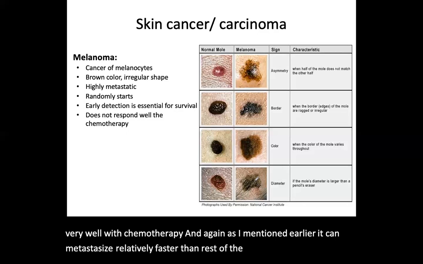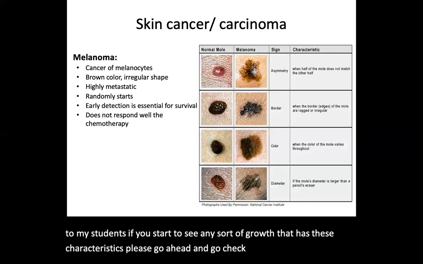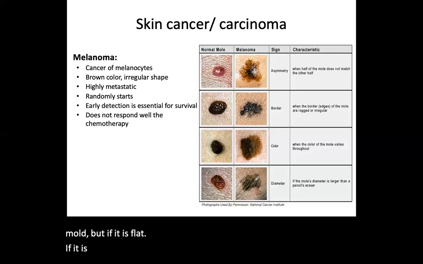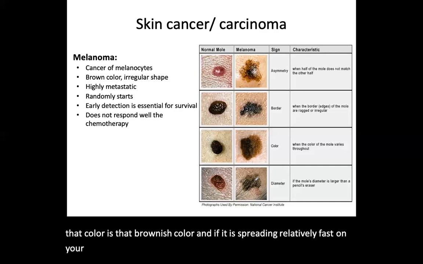So I strongly suggest to my students, if you start to see any sort of growth that has these characteristics, please go ahead and check it out. You know, worst case scenario, you wasted some money and you identify something as a mole. But if it is flat, if it is asymmetric, there's no specific pattern, the borders are irregular, if the color is that brownish color, and if it is spreading relatively fast on your skin, you really need to go and check that out, please.